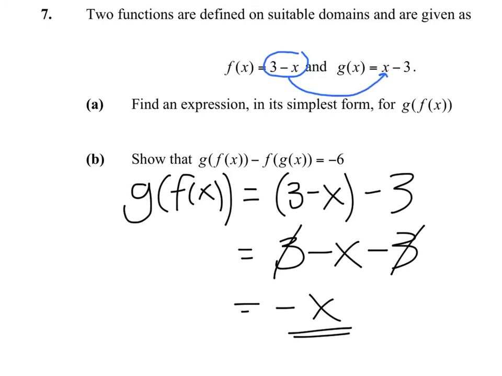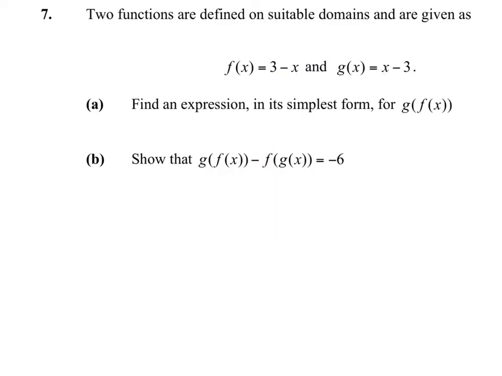Part B in this question asks us to show that g of f of x, that's the thing we just worked out, negative x, if we take away f of g of x, then the answer should be negative 6. So what that means is we need to work out what f of g of x equals. So what that means this time is substituting the g function into the f function. So that means replacing x in the f function with the g function. So we'll do that here.